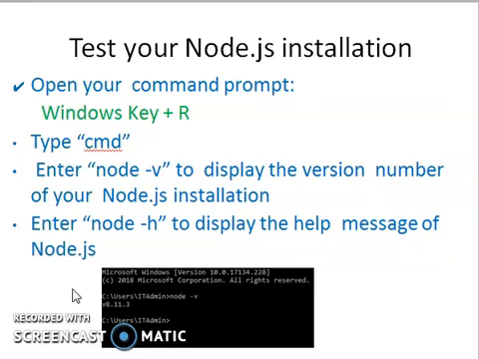By typing node -v, it shows v8.11.3. That means the currently installed version is Node.js 8. Right now there are a lot of updated versions available. Or if you need some help, you can use node -h, which gives you some help messages of Node.